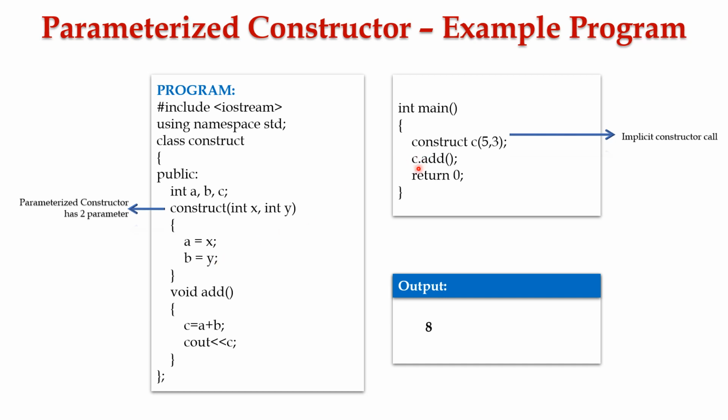Now the next statement, c.add, is executed. Control is transferred to the class construct and the add function is executed. Here the expression A plus B is executed, that is 5 plus 3 is added and stored in the variable C, that is 8. Next, using the cout statement, the value 8 is displayed to the user as shown in the output. Now the next statement is return 0. It has been executed and it implies the successful execution of the program. So hope you are clear on the parameterized constructor with this example program.